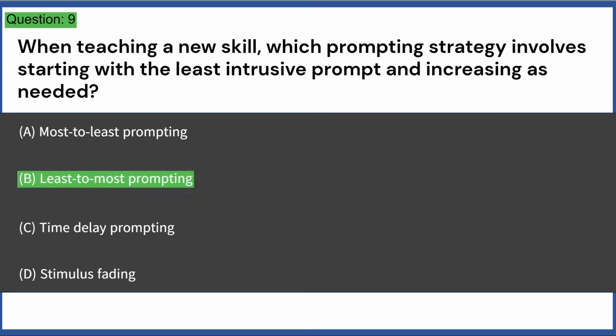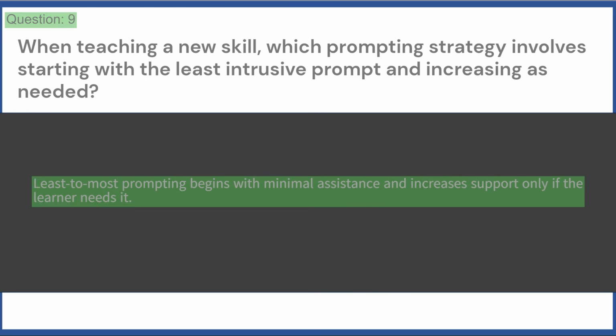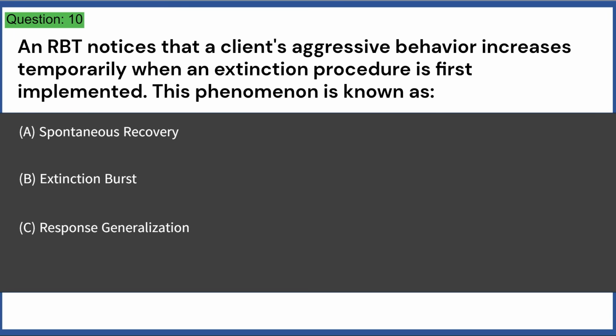Answer: B. Least to most prompting begins with minimal assistance and increases support only if the learner needs it. An RBT notices that a client's aggressive behavior increases temporarily when an extinction procedure is first implemented. This phenomenon is known as A. Spontaneous recovery. B. Extinction burst. C. Response generalization. D. Reinforcer devaluation.